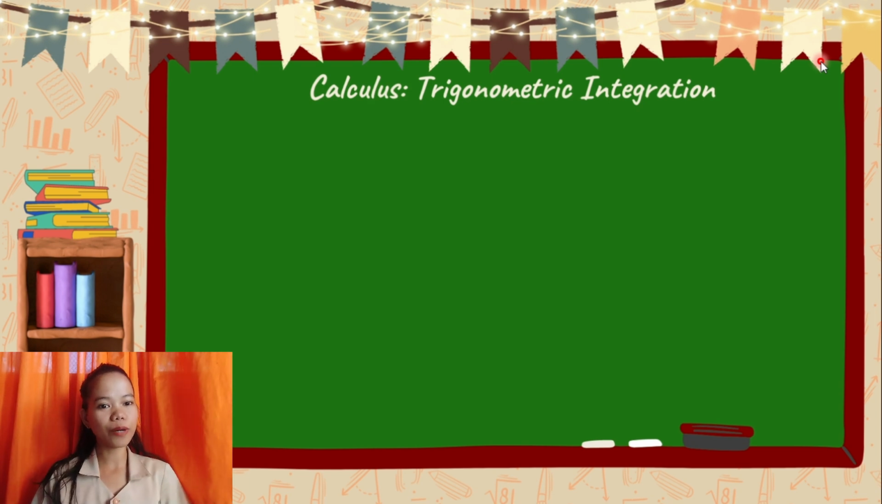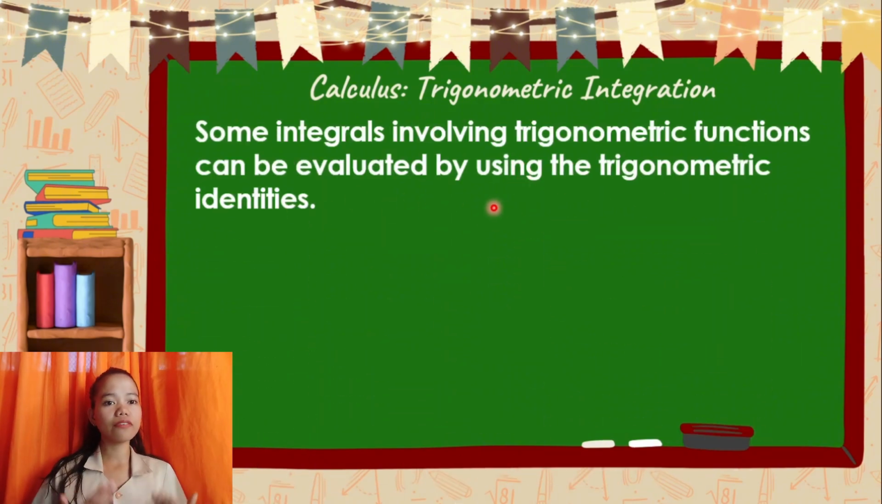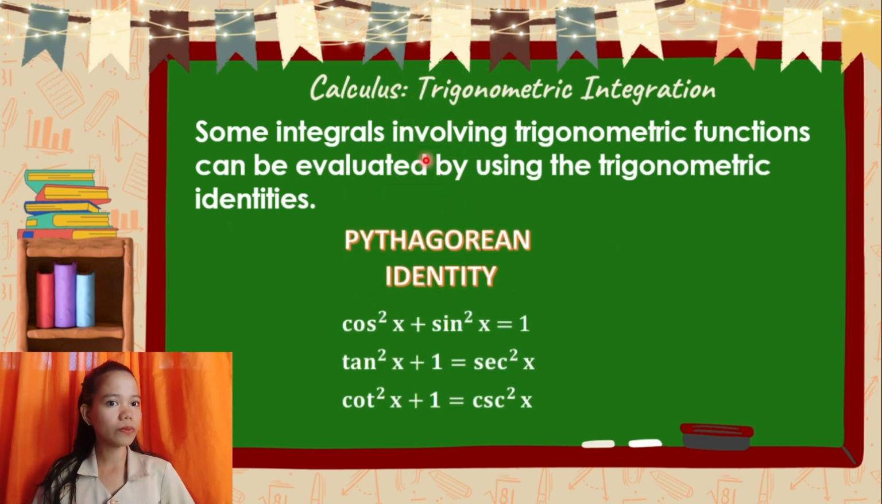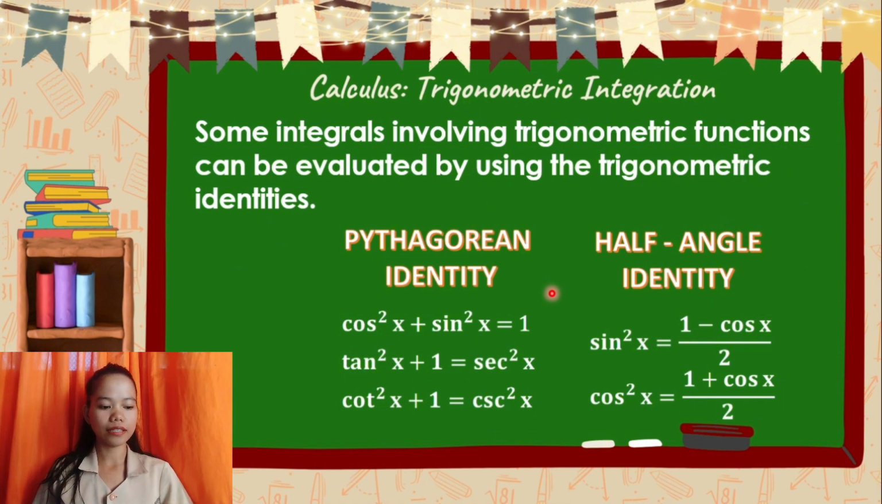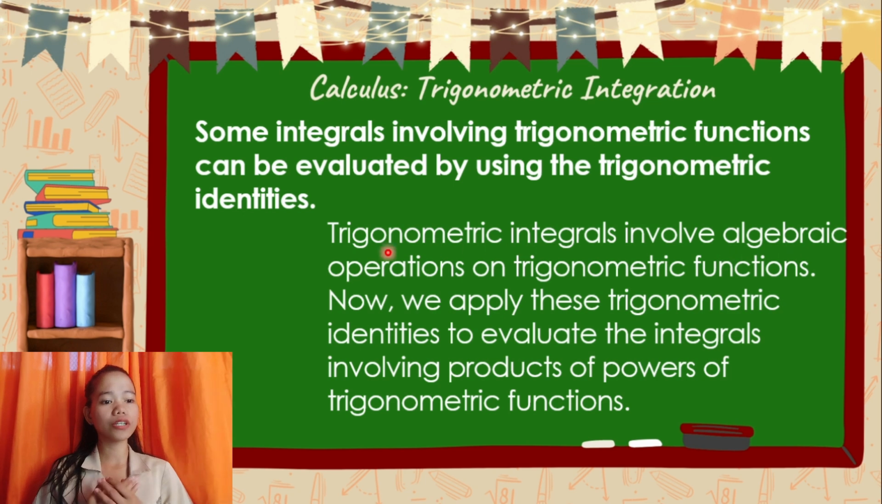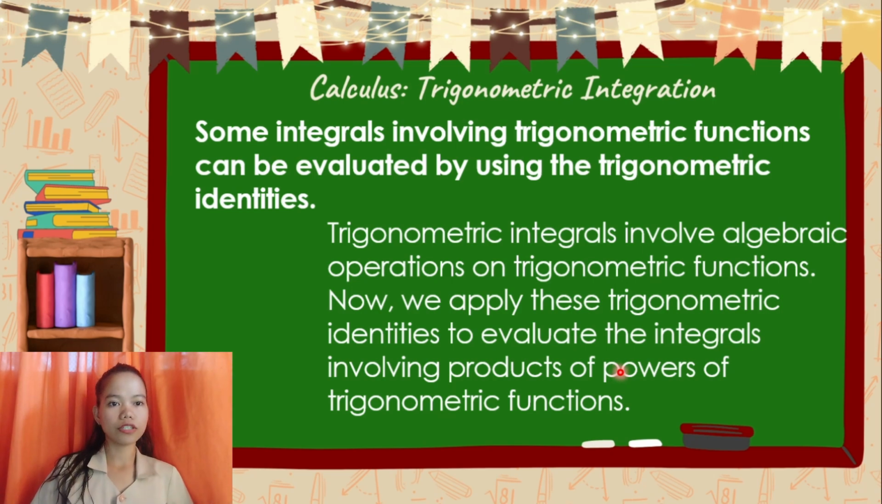I guess we are all now prepared to discuss more about trigonometric integration. Some integrals involving trigonometric functions can be evaluated using trigonometric identities. As we have reviewed, we have the Pythagorean identities and we also have the half-angle identity. Now we apply these trigonometric identities to evaluate integrals involving products of powers of trigonometric functions.